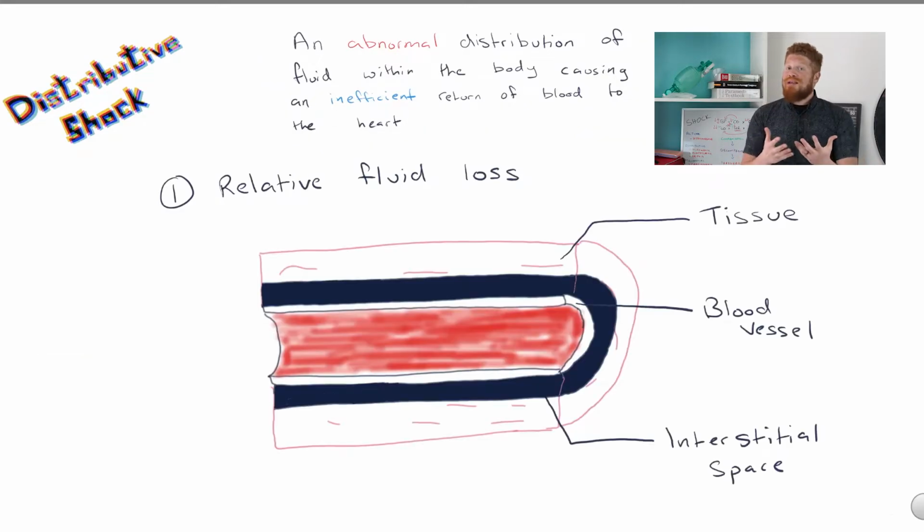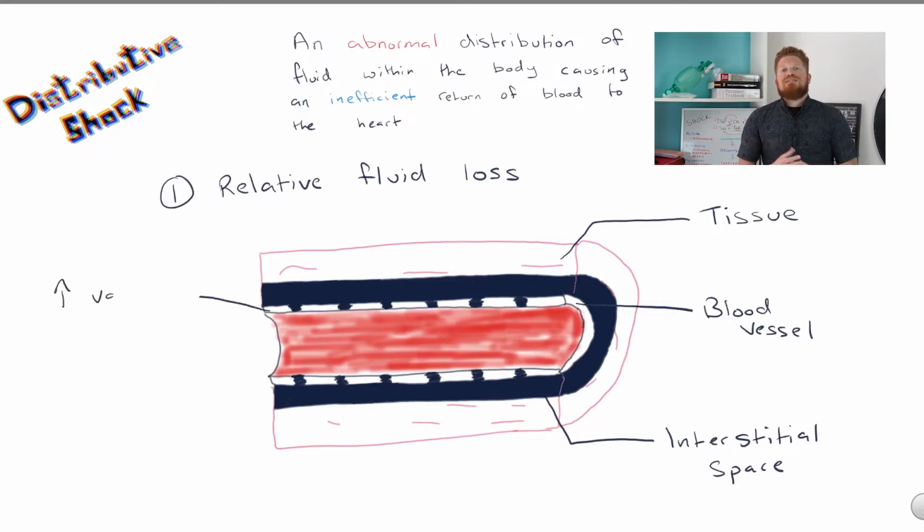Now, we've already spoken about an absolute fluid loss, right? Where we have an actual loss of fluid out of our circulation that is permanent. We cannot put that back into our system. A relative fluid loss is a loss of fluid out of our vasculature, but that fluid can be put back into our blood vessels through normal body control.